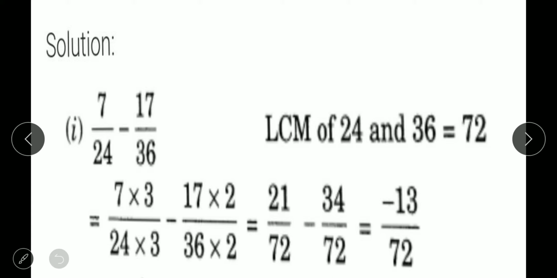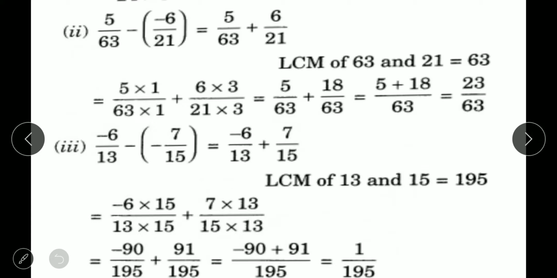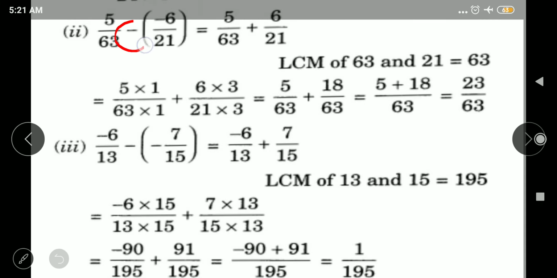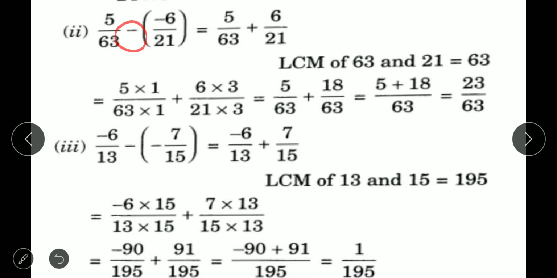Second part, 5 upon 63 minus 6 upon 21. Here we have two signs: one minus sign in between, and secondly minus 6 upon 21, another sign. It means we have to make two signs into one sign. Following the rules, the minus will become plus. Same sign, always plus will come. Opposite sign, minus will come.